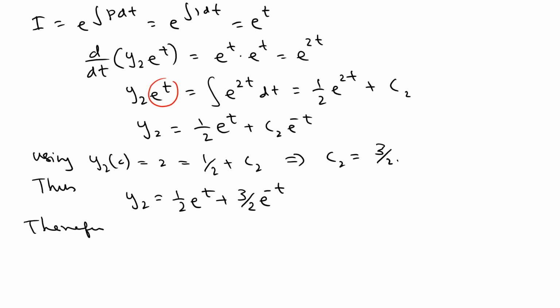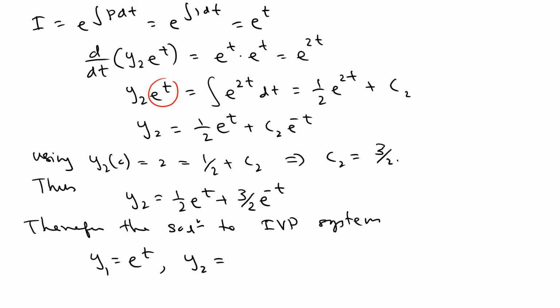Now we can put them together. Therefore the solution to the IVP system, the initial value system, is y1 equal e to the t and y2 equal 1 half e to the t plus 3 halves e to the minus t. So that is the solution to the system. It's not that difficult.